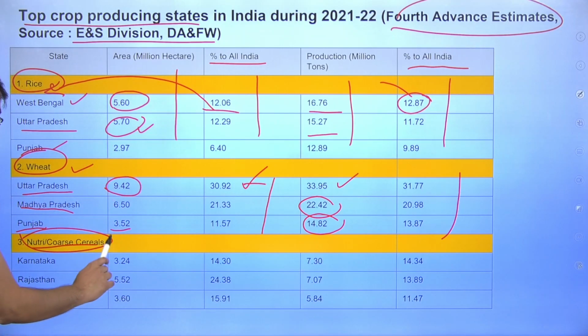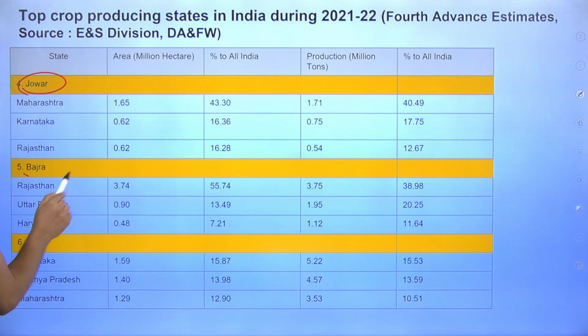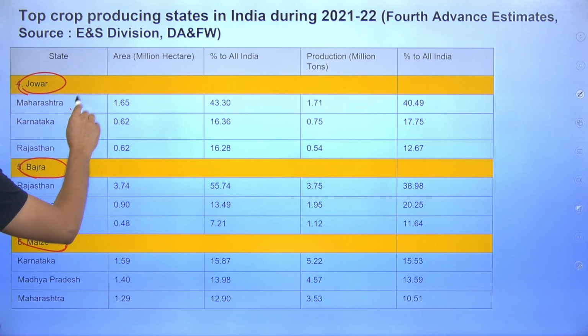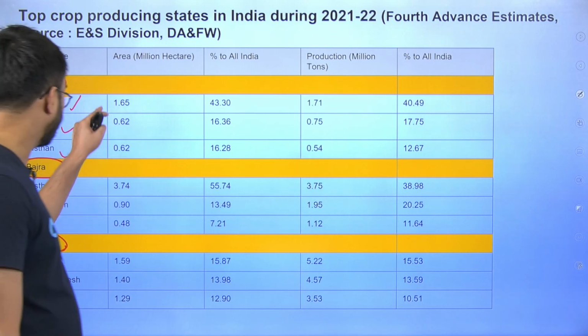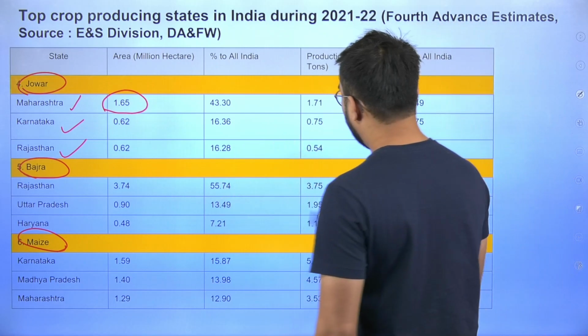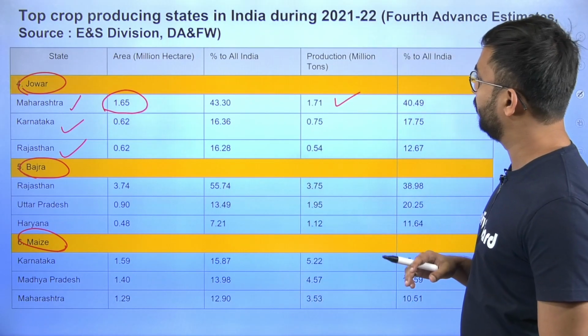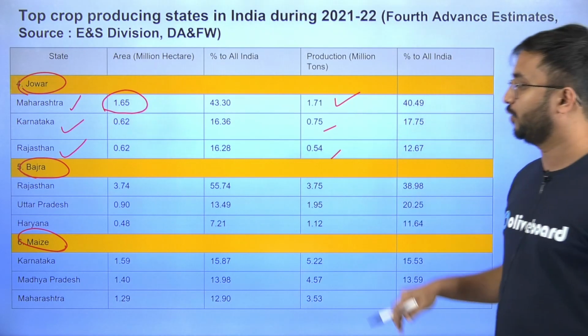So overall, for nutri-cereals production, Karnataka is rank 1, Rajasthan is rank 2 and Maharashtra is rank 3. Similarly, you can look at it for all the other crops. Jowar is the first one, Bajra is the next one, and then maize. Okay, Jowar: Maharashtra is the first one, Karnataka second, Rajasthan third. If you look at area, the largest area under jowar production is in Maharashtra, then Karnataka, then Rajasthan. The production also is similar, 1.71 million tons in Maharashtra, 0.75 in Karnataka, and 0.54 in Rajasthan.